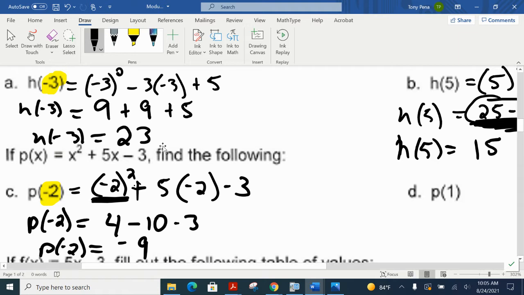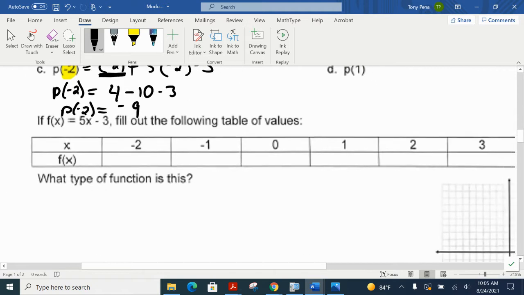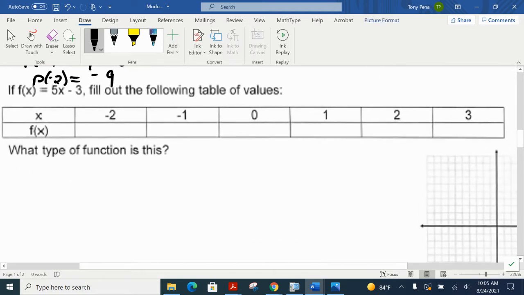Okay. All right. Next one. Fill in that table. However you think you would fill in that table. Fill that thing in.